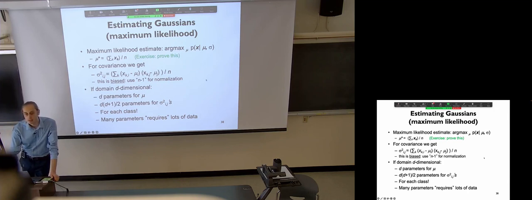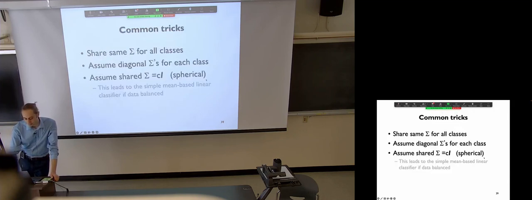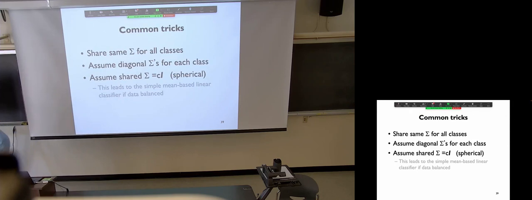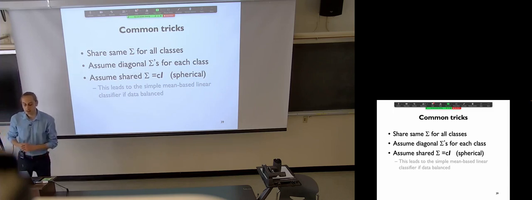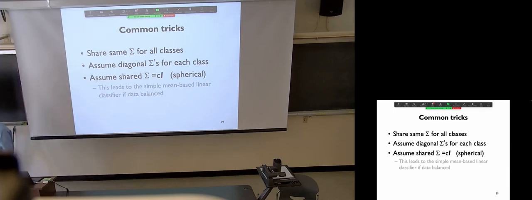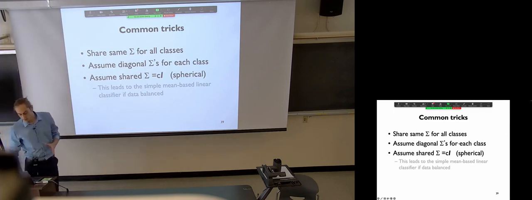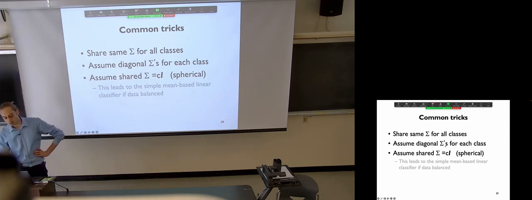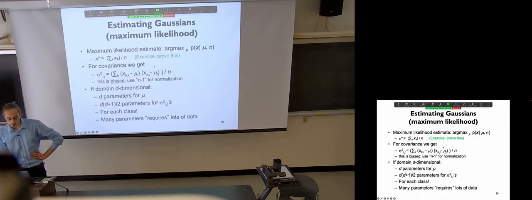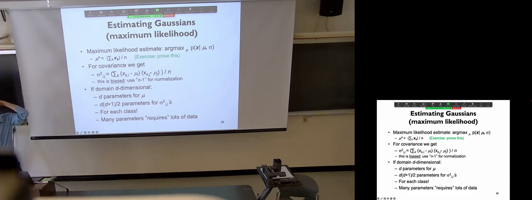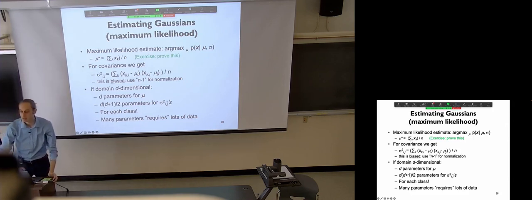Any other questions? No. So a few common tricks when we have all these really large settings: we can simplify things. For example, we can assume that we share the same covariance matrix for all the classes. We can assume diagonal covariance matrices for each class. So here, again, we can assume that these matrices are diagonal, and these off-diagonal terms are just zero.